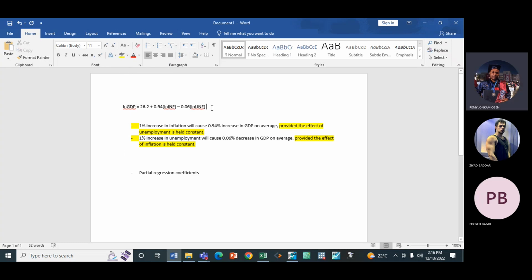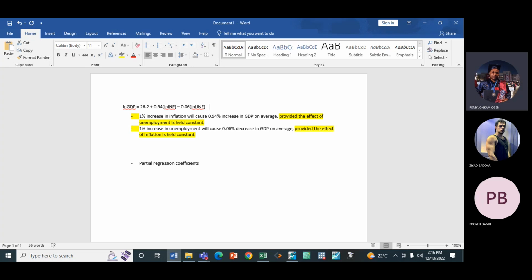So assuming that we had more coefficients, let's say we had here financial development, let's say we had here trade openness, whatever. So if you want to interpret inflation, you say provided the effects of unemployment, financial development, and trade openness are held constant, you must hold all the others constant. If you want to interpret unemployment, you say provided the effects of inflation, financial development, trade openness. That is, if you're interpreting one, all the others must be held constant. So that's the only difference with simple regression in terms of interpreting coefficients. It's just these partial regression coefficients.